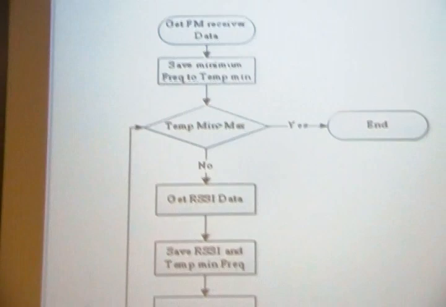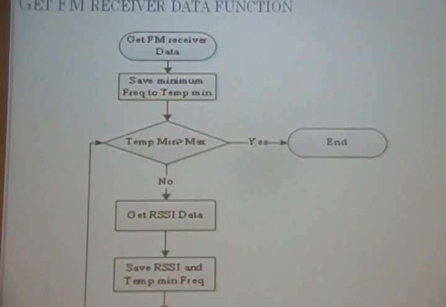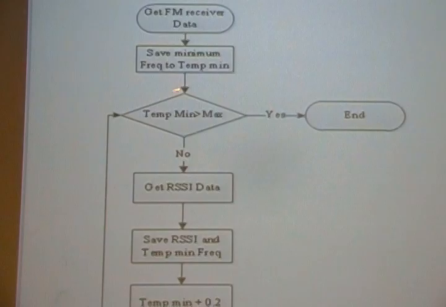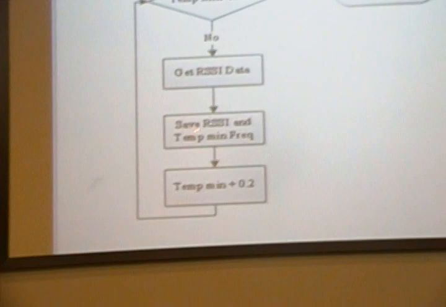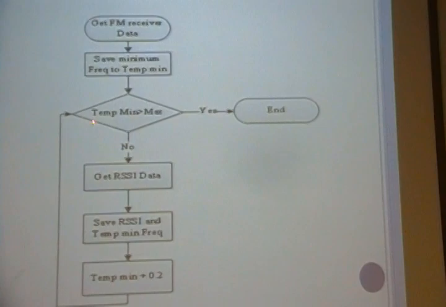And this is our FM receiver, get FM receiver data function. Again, the program will come to this function, and the first thing it does is save the minimum frequency to a temporary variable. And we compare this temporary variable to the maximum frequency. If the temporary variable is less than the maximum frequency, we will get the RSSI data and save both the RSSI data and the temporary variable. Then we have to increase this temporary variable by 0.2 because that is the channel space between two channels. After that we go back to the checkpoint, and when the temporary variable is greater than the maximum frequency, the program will end the function.